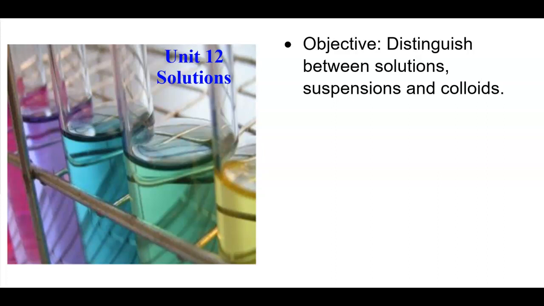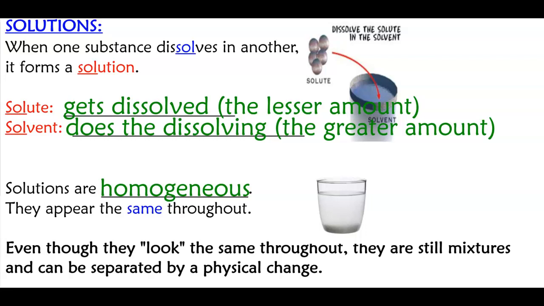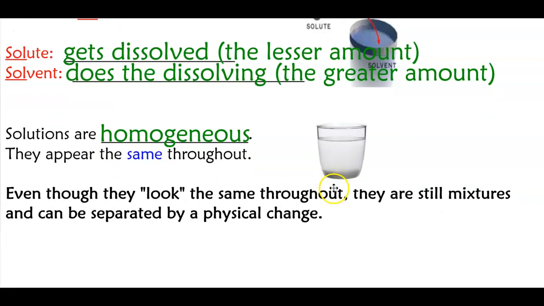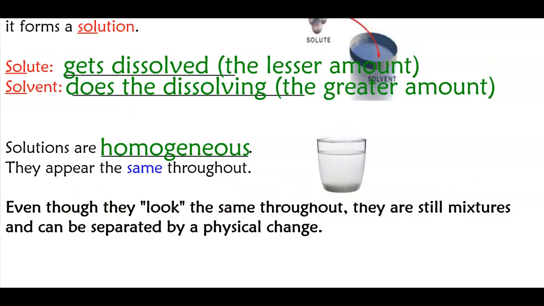Our first objective is to distinguish between solutions, suspensions, and colloids. So solutions: when one substance dissolves in another, it forms a solution. A solute is what gets dissolved. It's the lesser amount. The solvent does the dissolving. It's the greater amount. Solutions are homogeneous, which means they appear the same throughout. Even though they look the same throughout, they're still mixtures and can be separated by physical change.